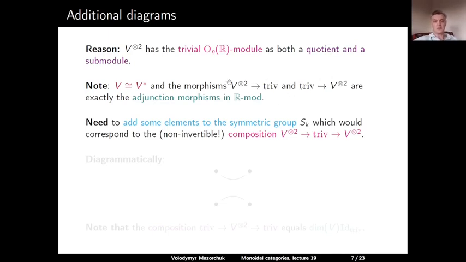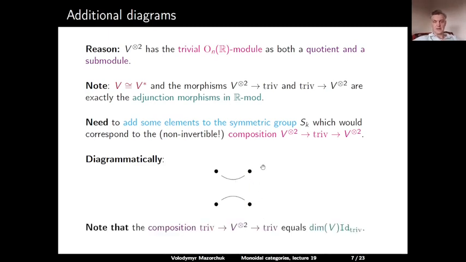To the very least, we need to add the composition from the second tensor power of V to the second tensor power of V, which factors through the trivial module. This is an element which centralizes the action of O_n(R) by definition, but this is obviously a non-invertible element, so this element doesn't come from the action of some group. So this is something extra which we need to add, and we diagrammatically will depict this element by the following diagram. It's a diagram consisting of a cap and a cup, and we read it from top to bottom.